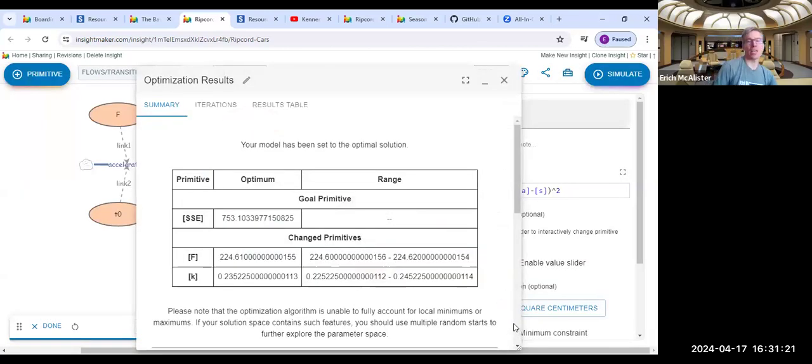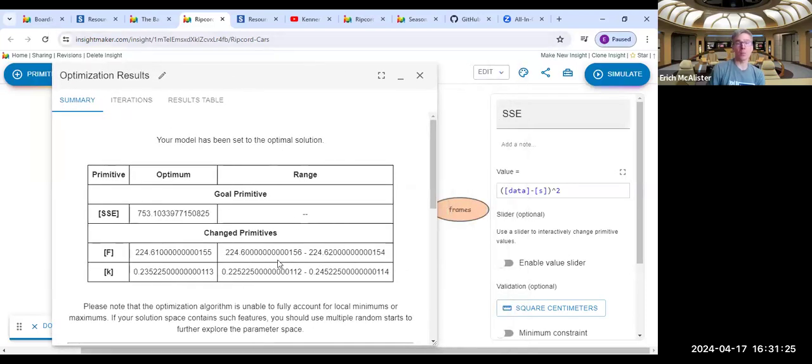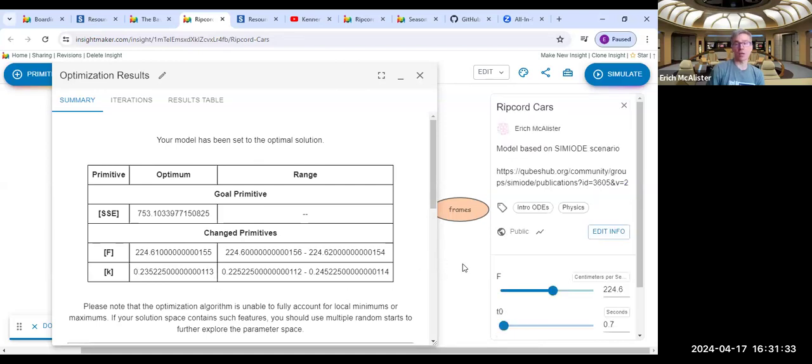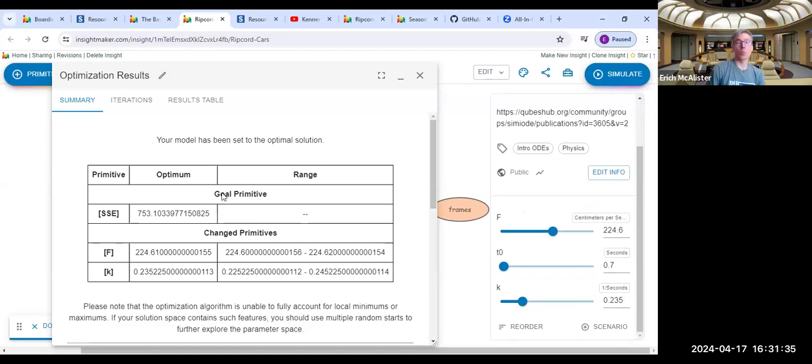There we go. Okay, so now it's found the optimum, where F is about 224 and K is about 0.235. Once it does this optimization, it actually resets those parameters to that value. Again, it's an optimization algorithm. It's not always going to be perfect. If you don't have a good initial guess, it may not find the one you're looking for.